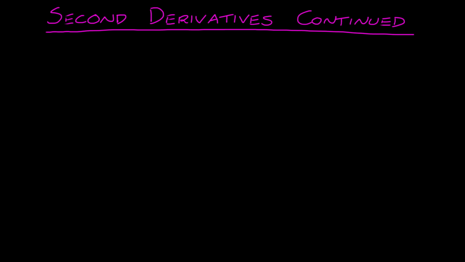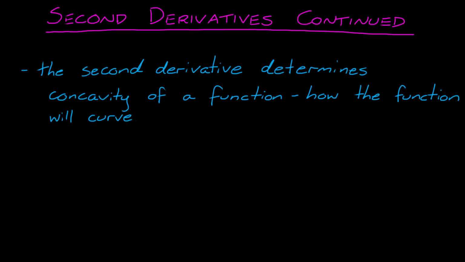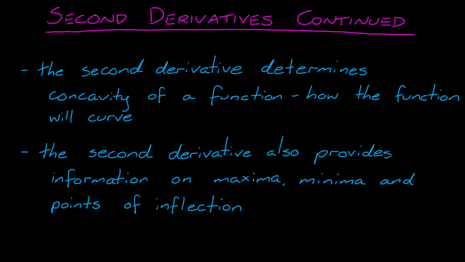Hi guys, in today's video we're going to be continuing our look at the second derivative and what it can tell us about the shape and special points in a function. In the last video we paid particular attention to the way that the second derivative determines concavity of a function, how the function will curve. We also said how the second derivative provides information on maxima, minima and points of inflection, but we didn't take a look at those in detail.